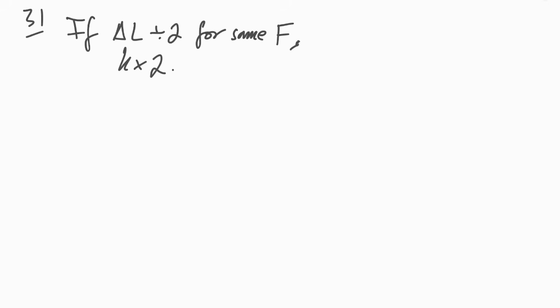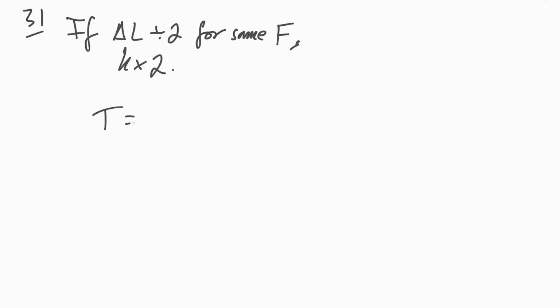31, a mass suspended from a spring oscillates. It extends by distance x, m is displaced vertically, and when released, okay, fine. Oh my days, the spring extends by a distance x over 2. Okay, so if delta L is halved for the same mass and force, that means k is double. Fair enough, the spring constant is doubled, the stiffness is doubled. M is again displaced vertically and released.